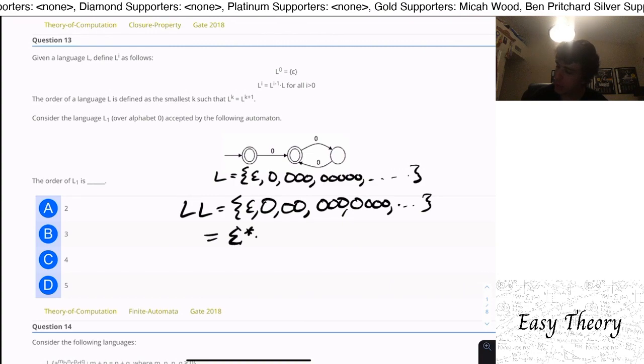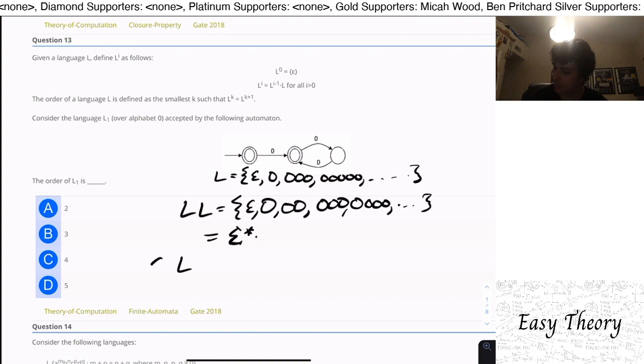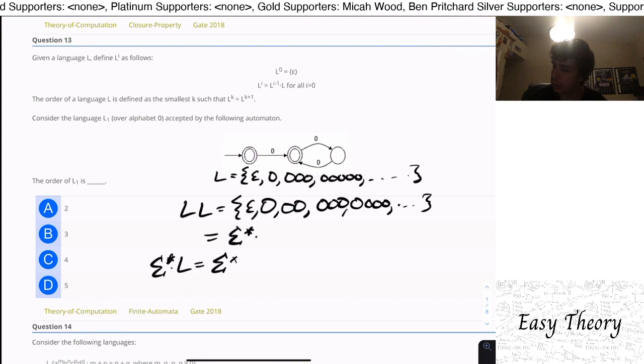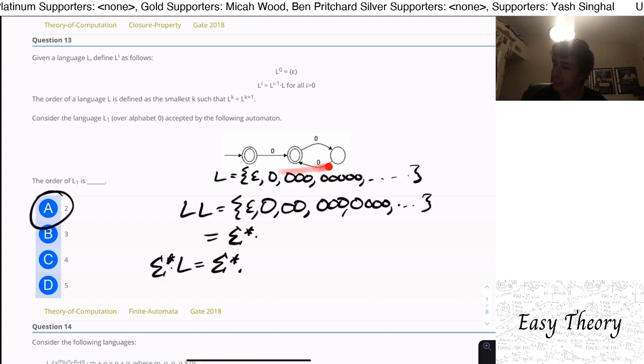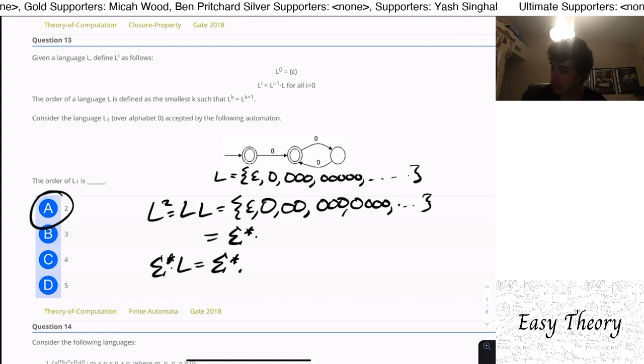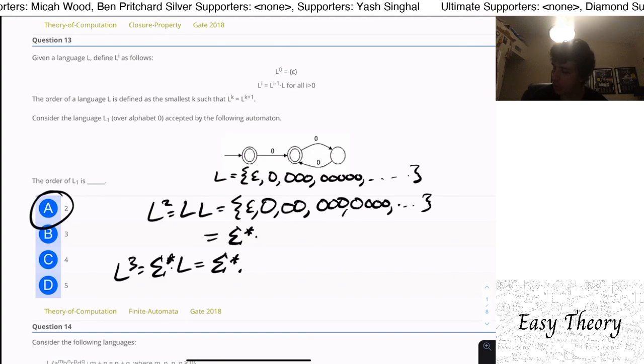So then if we apply the concatenation onto sigma star, you can actually show that we still get sigma star out of it. So the order is actually 2, because LL is different than the original one. But if we apply, so this one is equal to L squared, it's the same thing. And then this one is equal to L cubed, but we can see that L squared is sigma star, L cubed is sigma star, so the order must be 2.